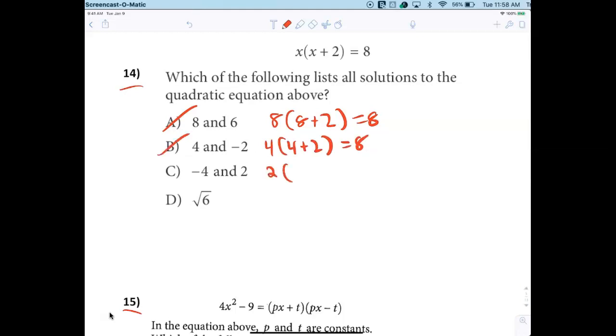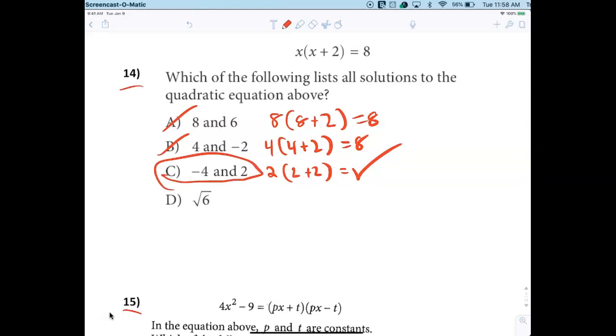No. 2 times 2 plus 2. Does that equal 8? Wait. Oh yeah, right? Everybody okay with that? That's how I know the answer was C and I didn't even do much work. All right, that's how quick it can be done.